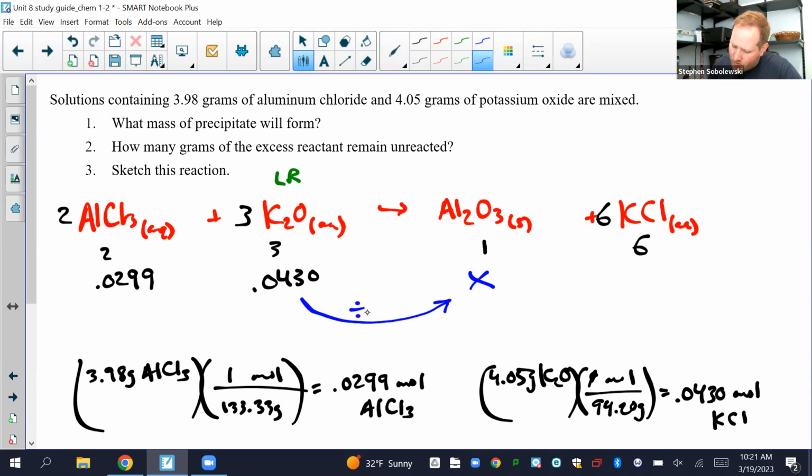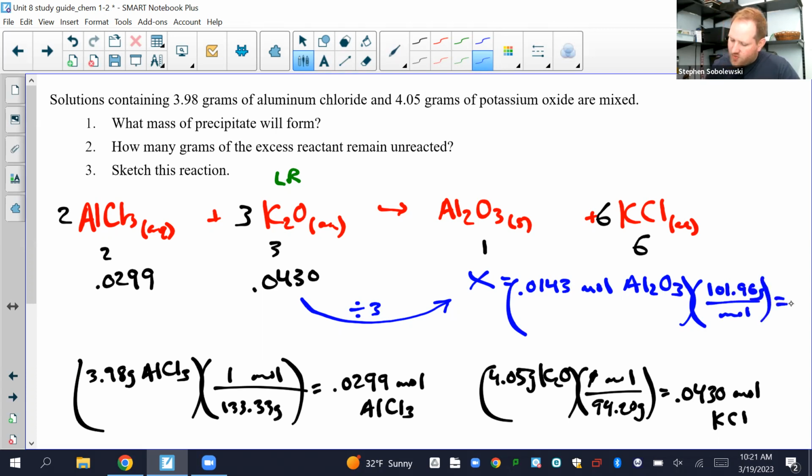All right, so what do we do to that number? Well, I'm going to divide it by 3, which gives me 0.0430 over 3. 0.0143 moles of Al2O3. Let's turn that into grams. So 2 Als plus 3 Os, 101.96, which gives me a final mass of 1.46 grams.